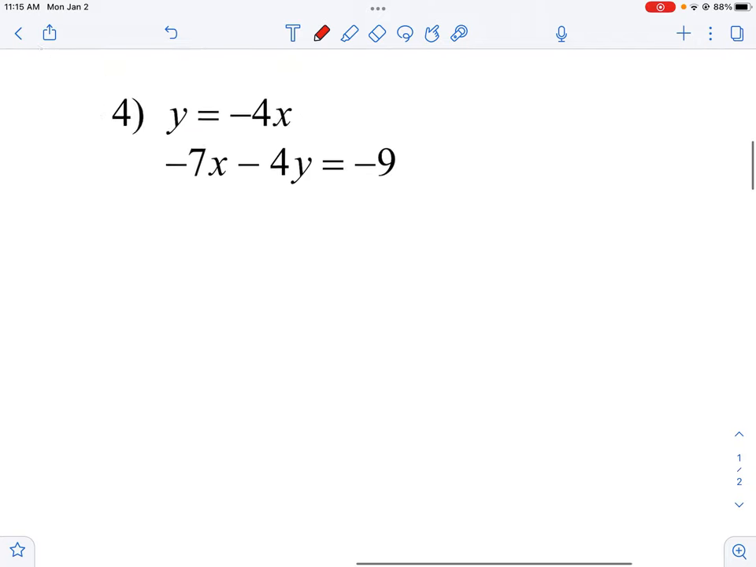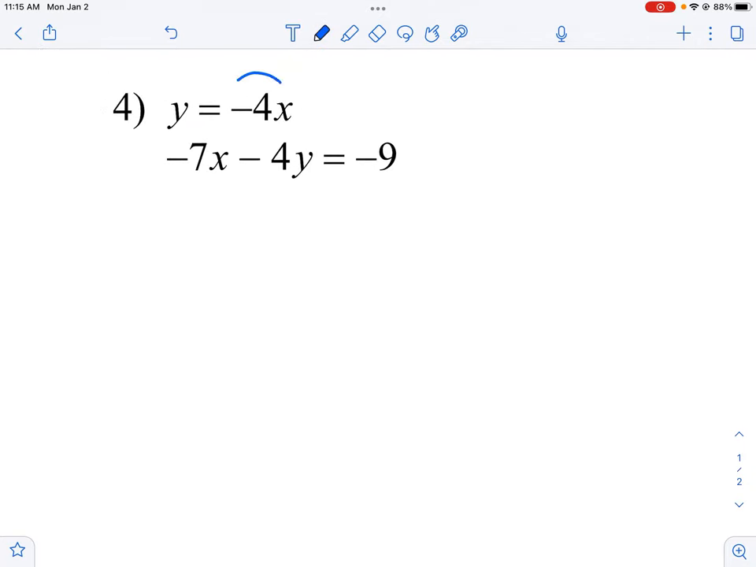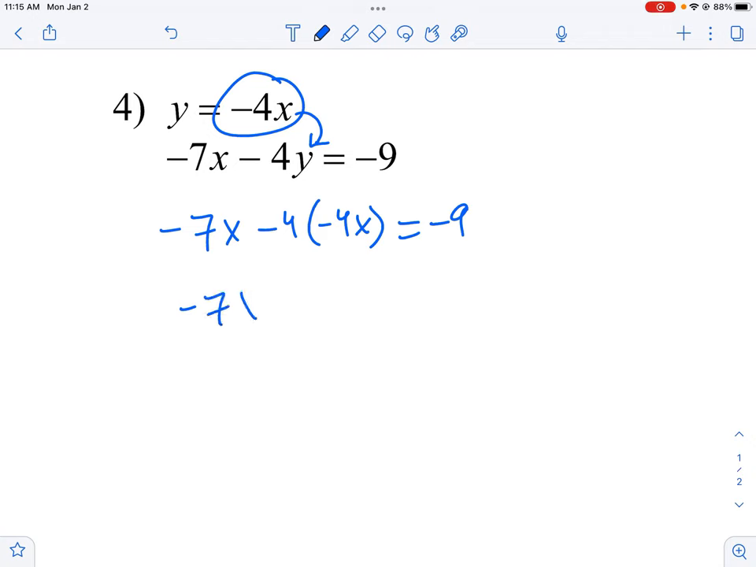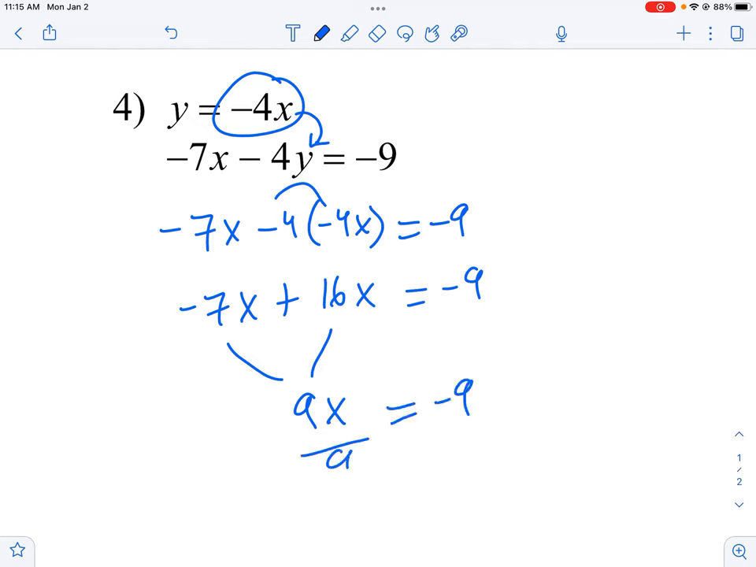Okay, let's go to our last one here. You're going to take this and put it in the y of the other equation. We're substituting that in. So we got negative 7x minus 4, parenthesis, negative 4x, equals negative 9. So now we can do some simplifying. Negative 4 times negative 4 is positive 16, and then the x stays on it. These combine, that'll make 9x equaling negative 9. Let's divide both sides by 9. And we got that x is negative 1.